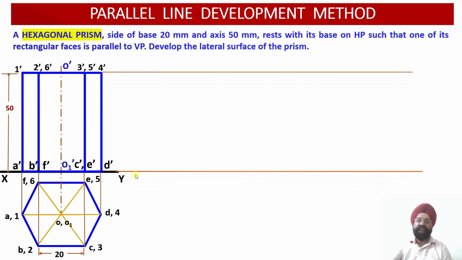Now let us draw the development of the lateral surface of the prism using the parallel line development method. For this prism, this is the top end and this is the bottom end, so two stretch lines have been drawn through the top face and the bottom face. While drawing the development, we need all the true lengths of the edges. For the height, the true length is equal to 50 millimeter. So the distance between the stretch lines will be the height of this prism, which is the true length, equal to 50 millimeter.